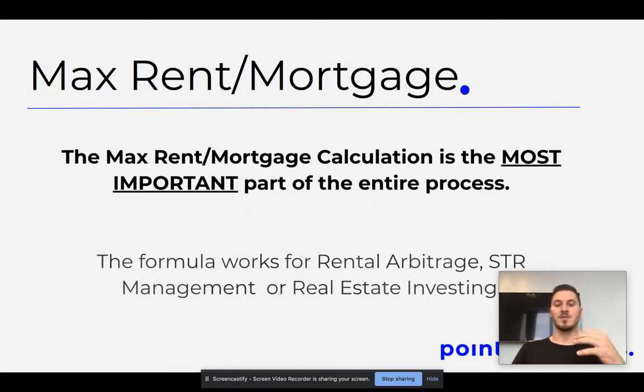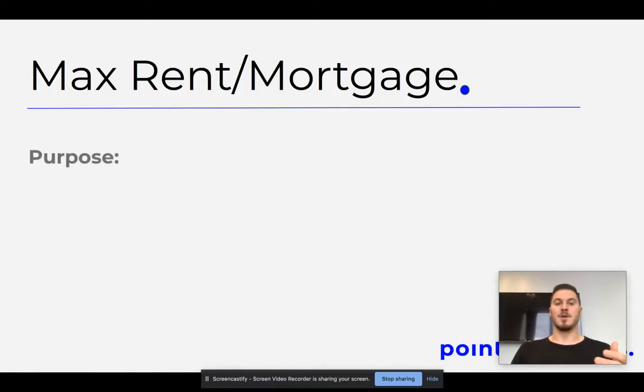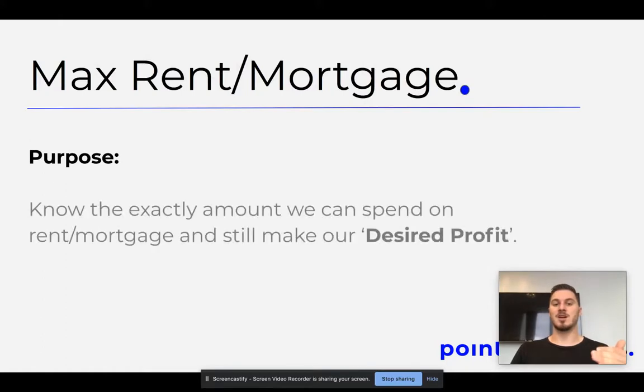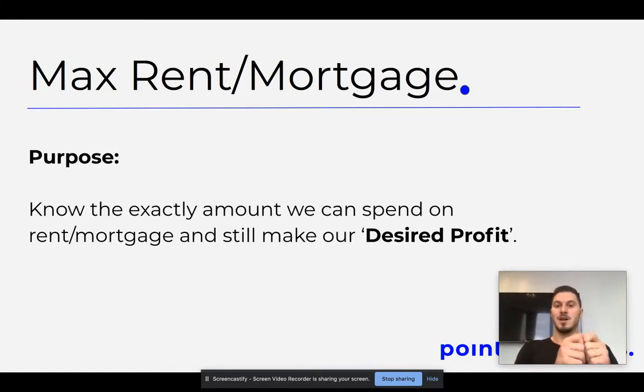This is going to be useful whether you have a rental arbitrage model, a short-term management model, or if you're a real estate investor in the short-term rental market, okay? So it works for all these different areas. Now, the purpose of the max rent slash mortgage calculator is to know the exact amount that we can spend on rent or mortgage and still make our desired profit. So how much money from what we're going to make can we give to the landlord or pay in mortgage and still make our desired profit?